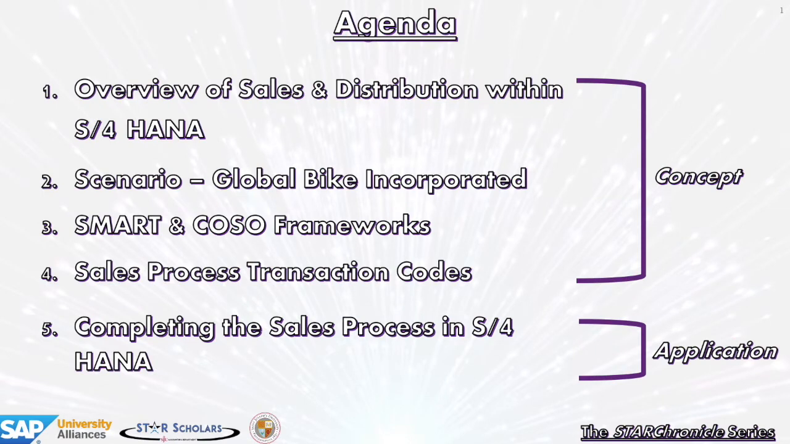The agenda for this session is broken down into two sections, Concept and Application. In the Concept section, we'll start with a brief overview of the sales process in SAP, followed by an explanation of our Global Bike Incorporated scenario, a review of the SMART and COSO frameworks as they pertain to the sales process, and finally, a listing of the transaction codes needed for the sales process. In the application section, we'll log in to SAP S4HANA and complete the sales process for ourselves.